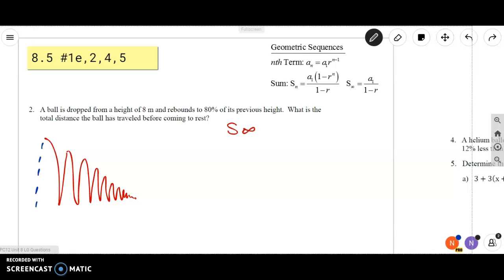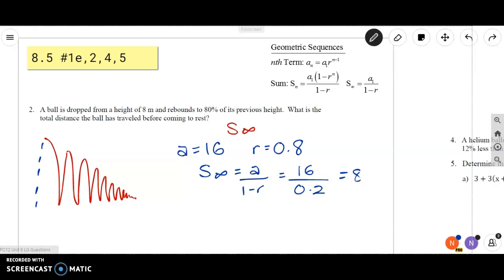We'll just start with an a value of 16 because that's a lot more convenient than trying to do two separate series and adding them together. So in that case, our r value is 80% of its height, or 0.8. Our infinite sum is going to be a over 1 minus r, so 16 over 1 minus 0.8, or 0.2, and that is equal to 80.